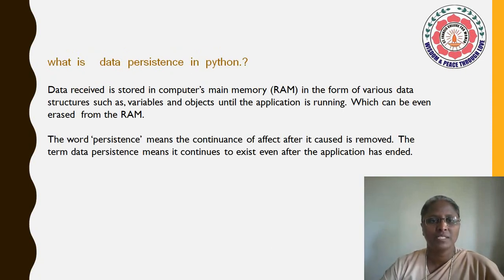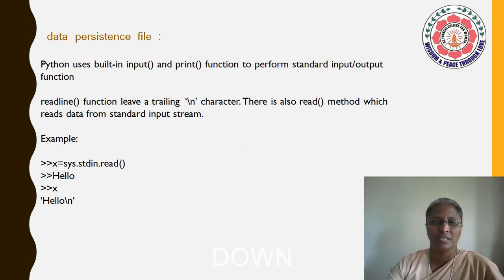What is data persistence in Python? Data received is stored in the computer's main memory, that is RAM, in the form of various data structures such as variables and objects until the application is running, after which it can be erased from the RAM. The word persistence means the continuation of an effect after its cause is removed. The term data persistence means data continues to exist even after the application has ended.